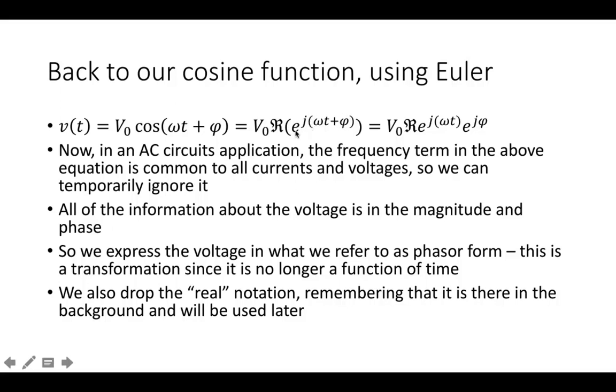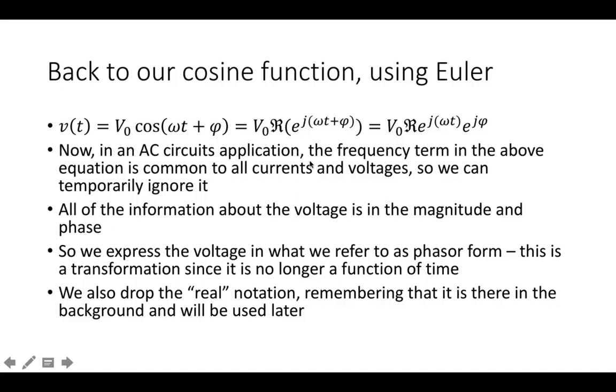And then using the properties of exponents, this expression can be written as two different terms, e to the j omega t times e to the j phi. If you don't remember that property of exponents, you might want to look that up, or I can give you a reference to a Khan Academy video or something similar that discusses this.